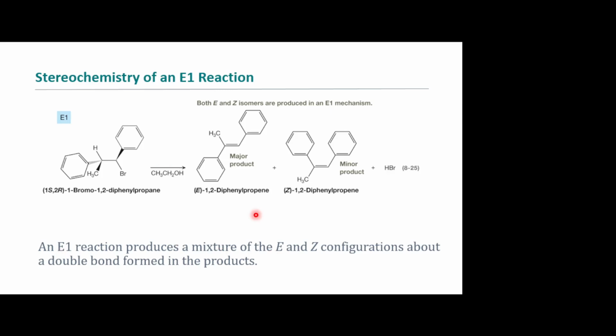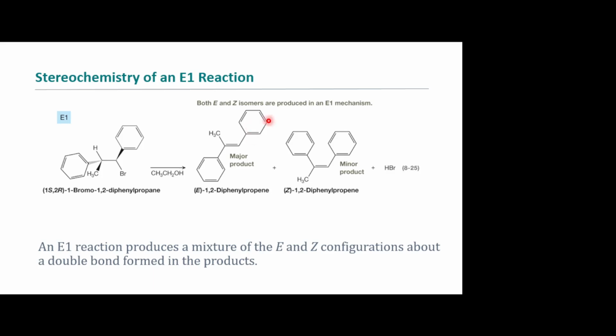Okay, this is an E1 reaction. It's going to produce a mixture of the E and Z configurations around the double bond that are formed in our products. Again, we're going to go through that carbocation intermediate. And so there is, however, a major and minor product depending on the size of the groups attached. And again, the E and Z isomers are going to give you that.